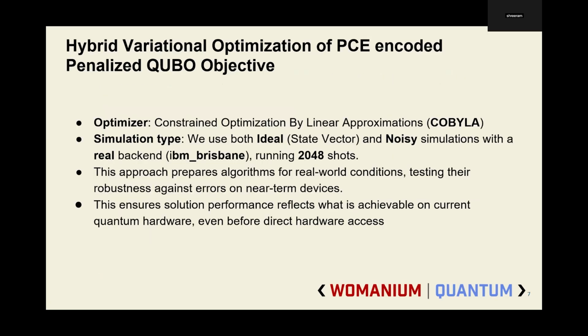We use a hybrid approach combining a classical optimizer called COBYLA with both ideal and noisy quantum simulations. We tested our algorithm's robustness by simulating it with noise from a real quantum device, the IBM Disco backend, using 2048 shots. This ensures that our results are realistic and achievable on current quantum hardware.